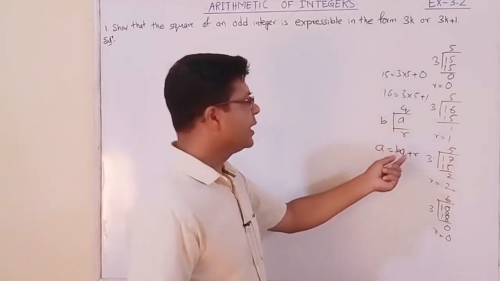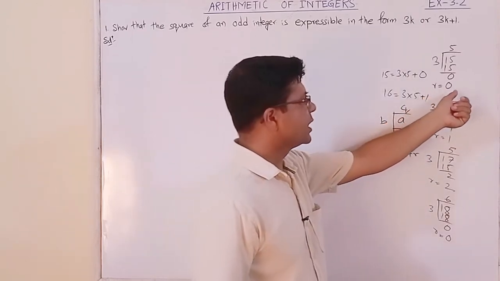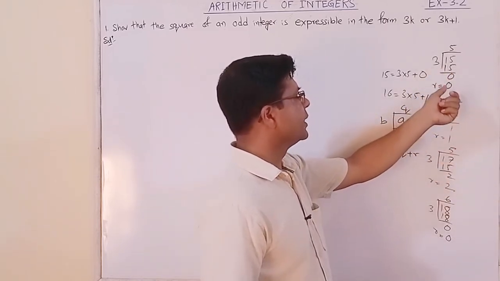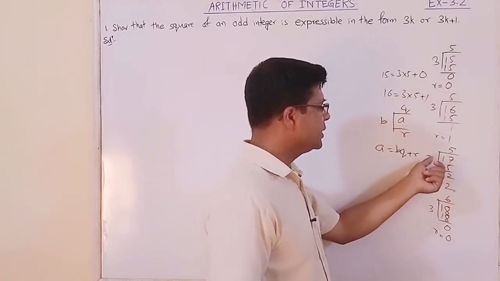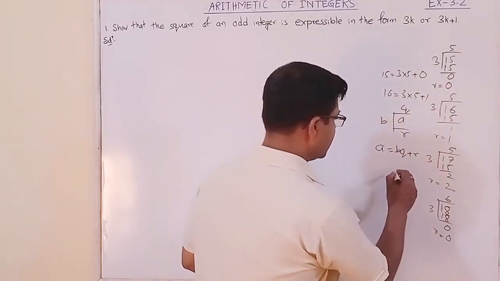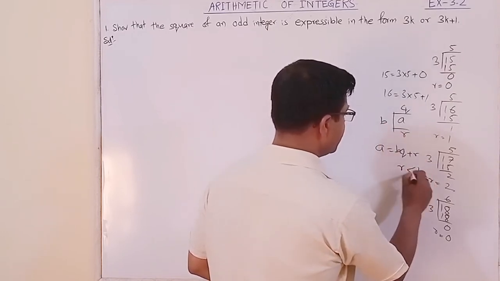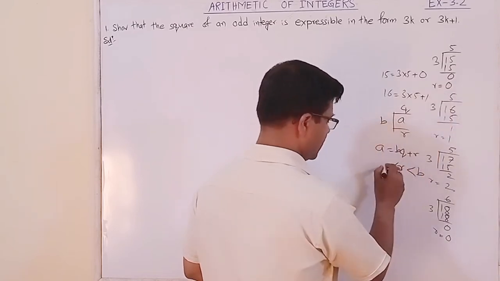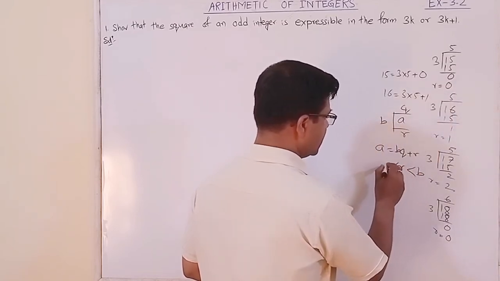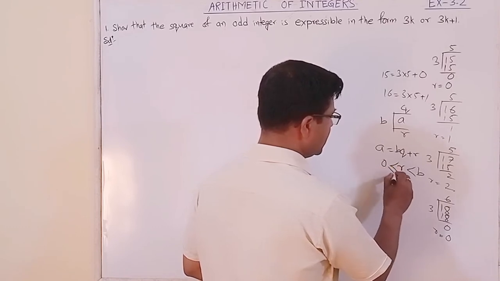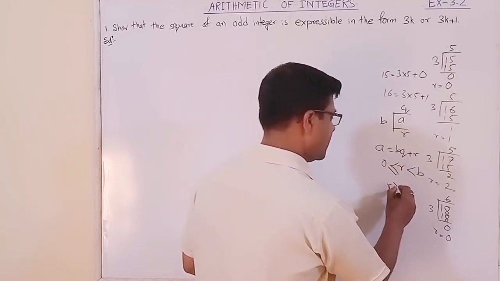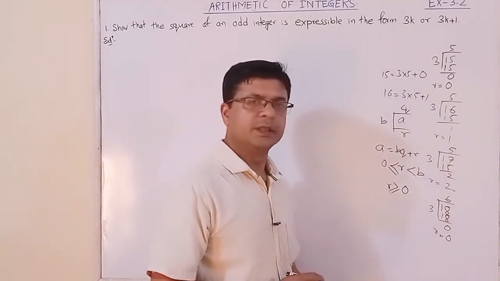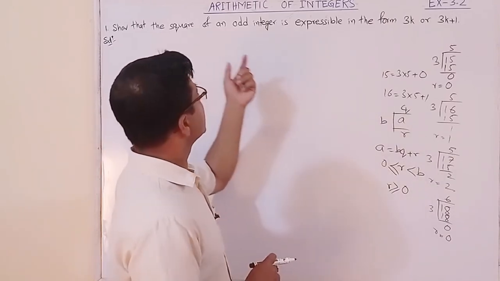Now what is the condition on r? You see, r always starts from 0. And what is the maximum value of r? Here in this example the maximum value of r is 2, which is just less than 3. So r is less than b, and r can also be equal to 0. So r is greater than or equal to 0, and less than b. With this idea, let us start this question.